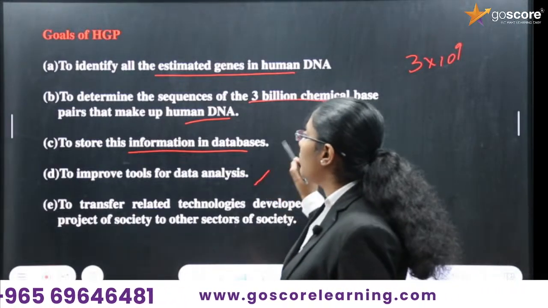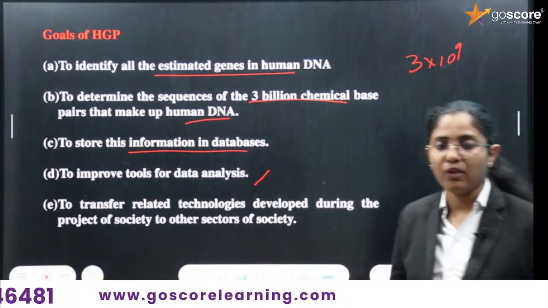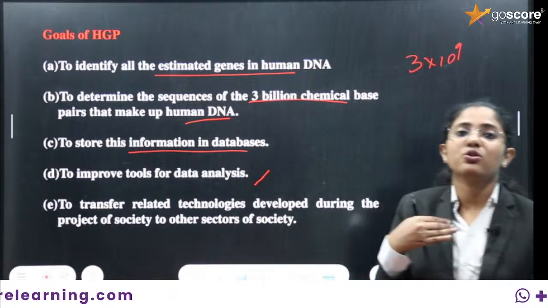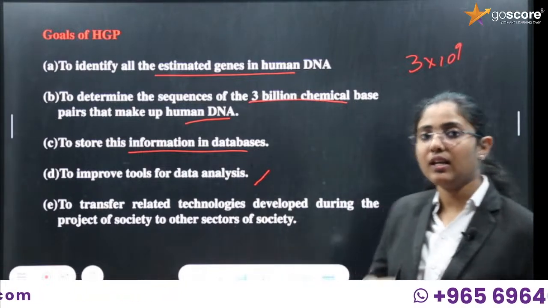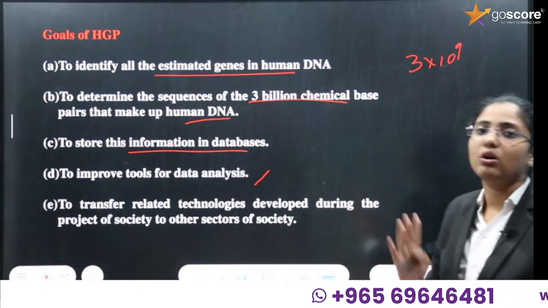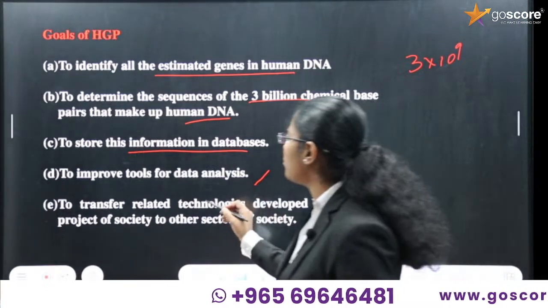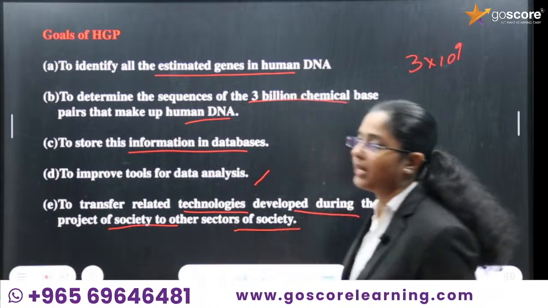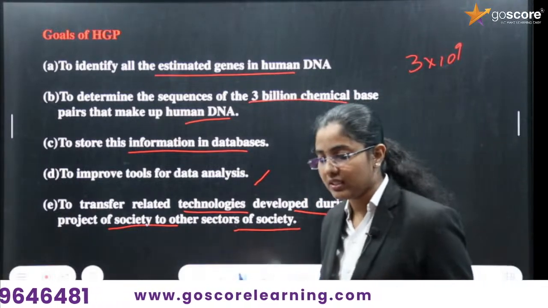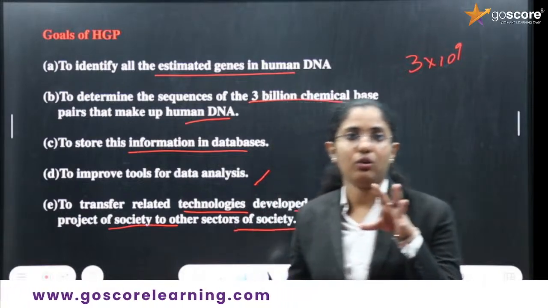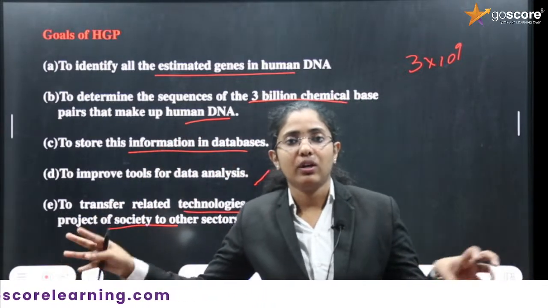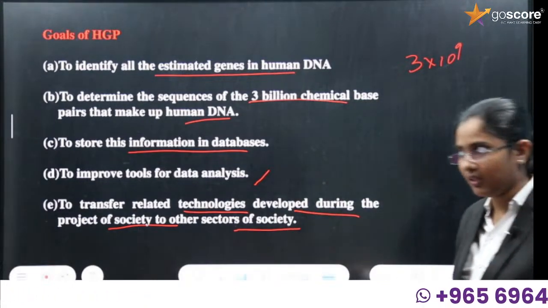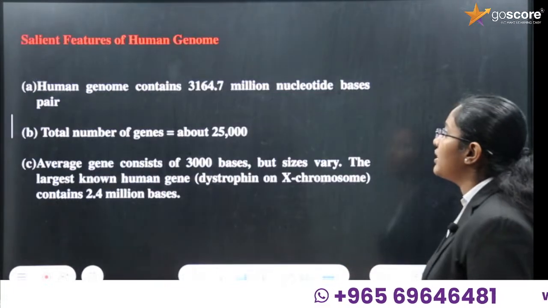Then D, to improve tools for data analysis. Once the data is taken, it has to be analyzed with different tools and technologies, and they have to be improved. That is also one of the goals of HGP. Then, to transfer related technologies developed during the project to other sectors of society. The Human Genome Project is done with the help of bioinformatics too. Not only biology, it is connected with bioinformatics. So the technologies have been merged and used for the well-being of human beings. That is the goals of HGP.